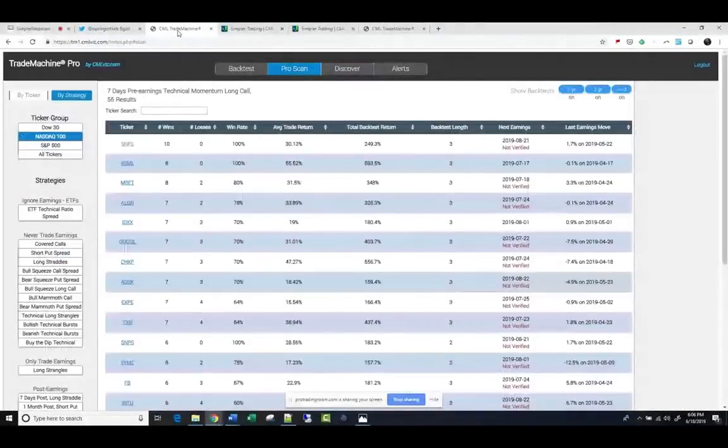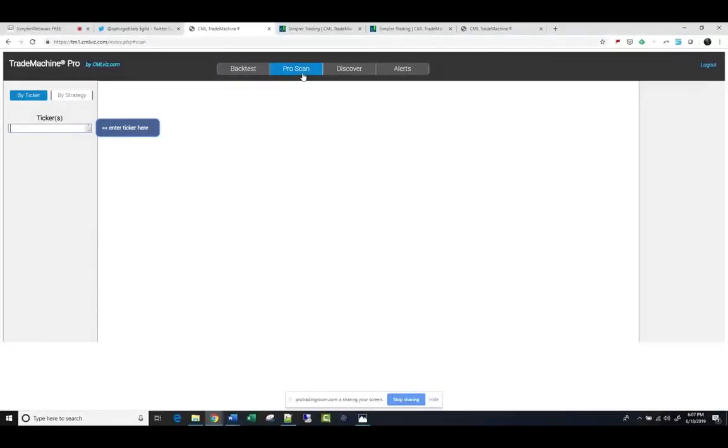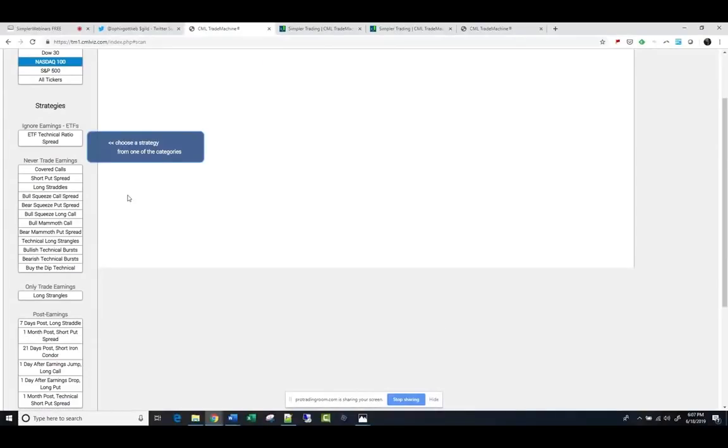Okay, I've just logged into Trade Machine. Brand new. I remember that guy Ophir was talking about bullish and bearish bursts. I want to do that. Pro scan. All right, let's go to the NASDAQ 100. There's the bullish technical bursts and the bearish technical bursts. I'm going to click on bullish technical bursts.